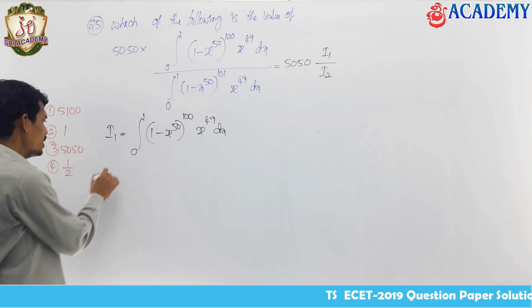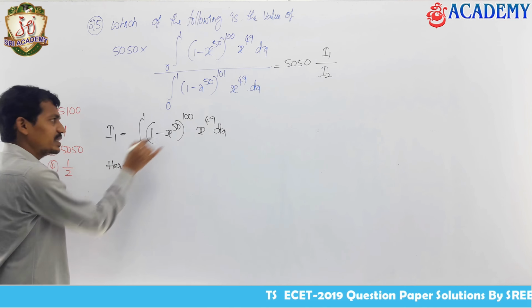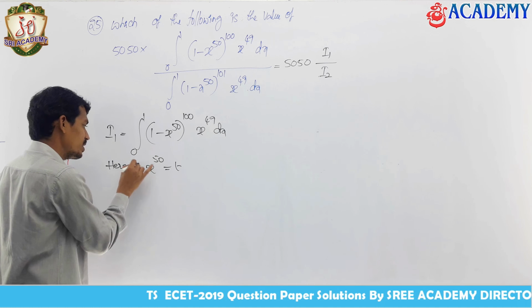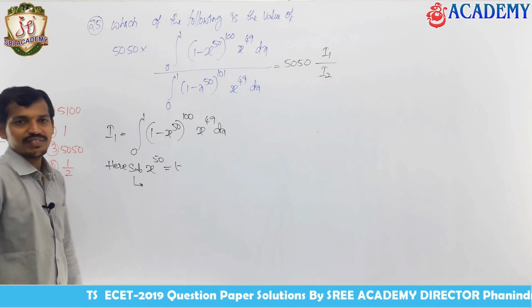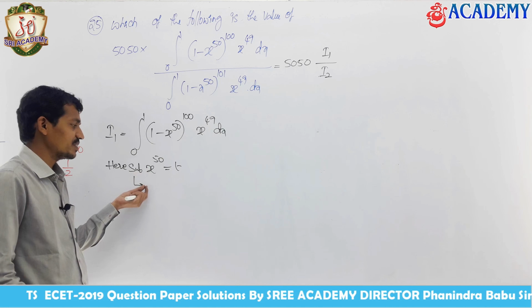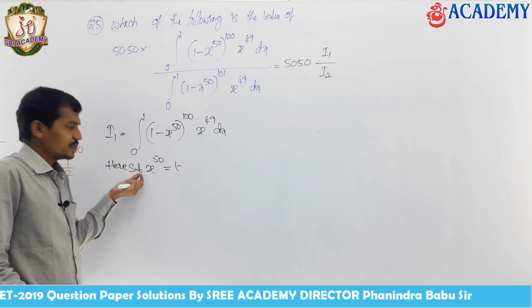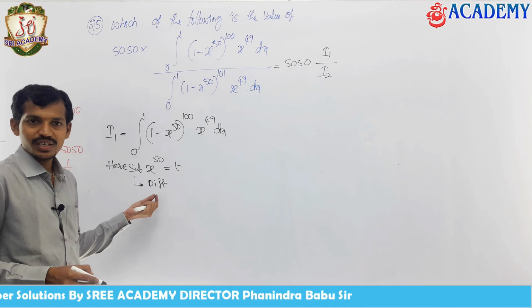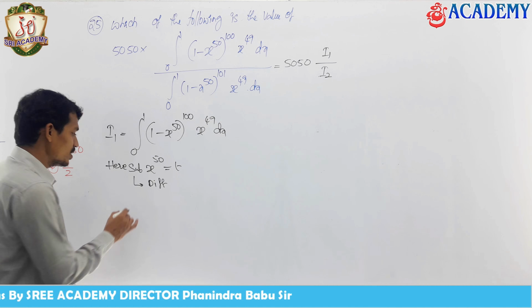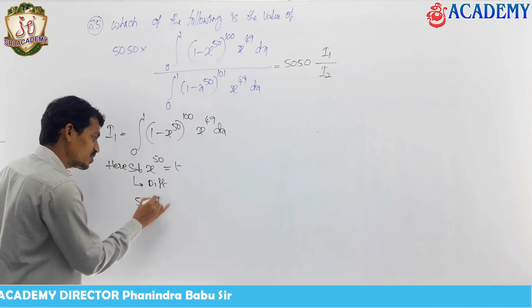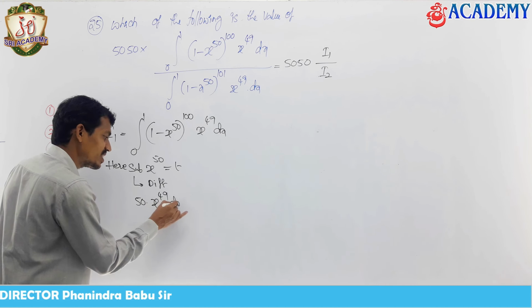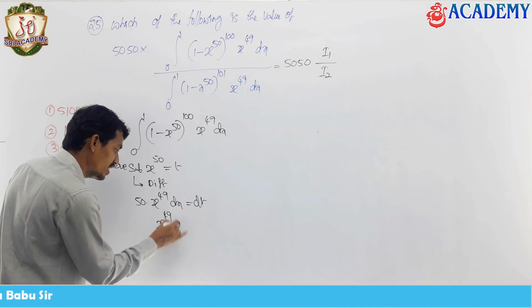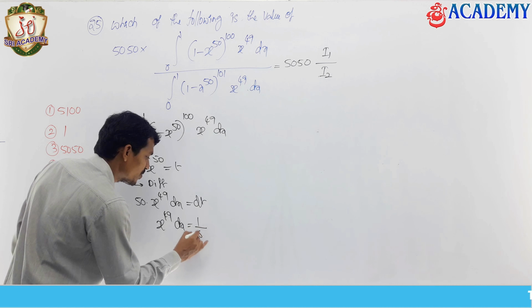Here, I am taking x to the power of 50 as t. When we discussed definite integration, we said that after substituting you compulsorily have to apply differentiation. After applying that, you are going to get 50 x to the power of 49 dx equal to dt. I am writing the equation as x power 49 dx equal to 1 by 50 into dt.